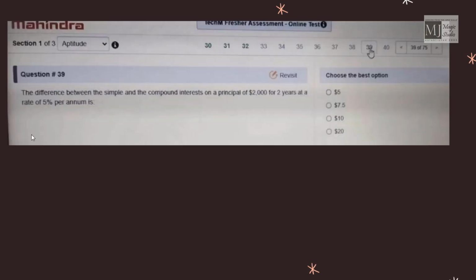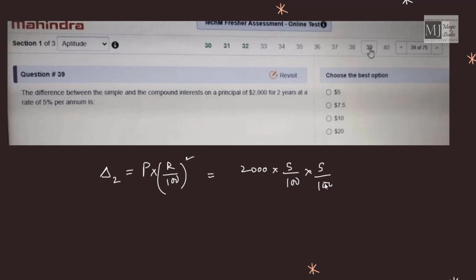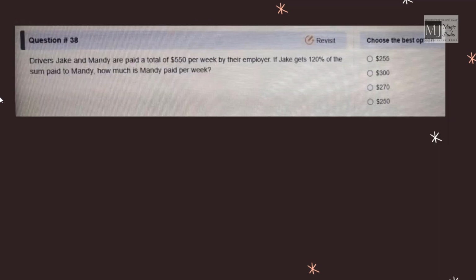Option D. The difference between simple and compound interest on a principal of 2000 for 2 years at a rate of 5% per annum. For 2 years, the difference of simple interest and compound interest is given by P into (R by 100) whole square. That's it. We should know the formula. 2000 into 5 by 100 into 5 by 100. 100 gone, 0 gone, 2, 5, 10 gone. That is $5. Option A.